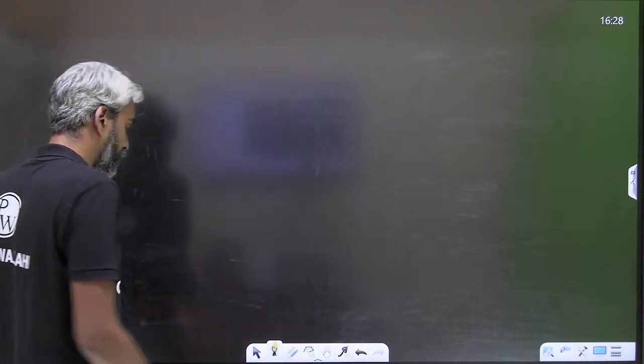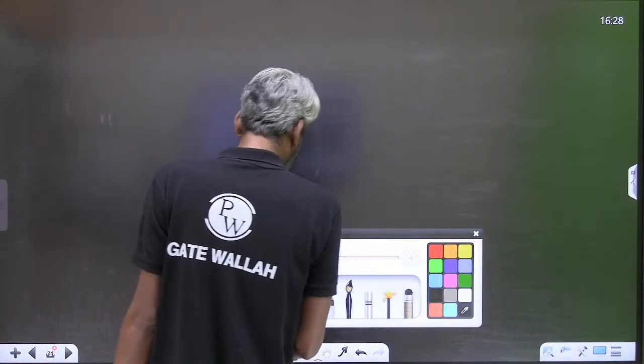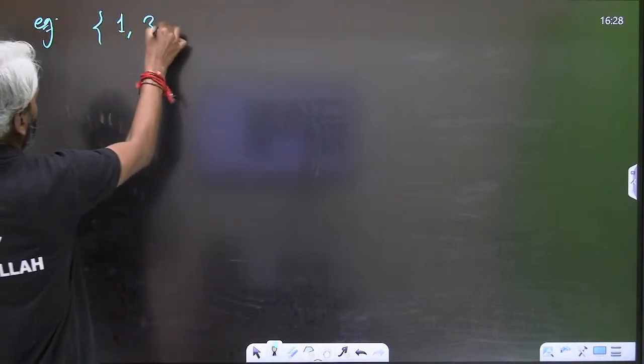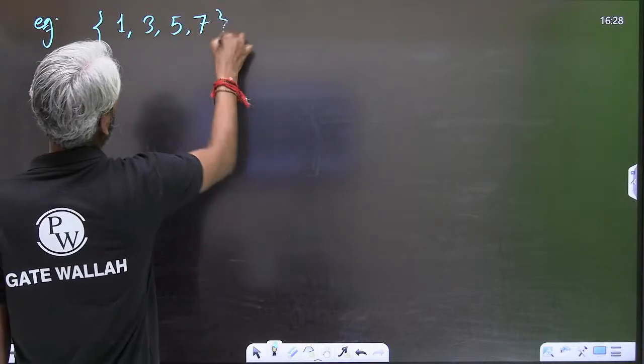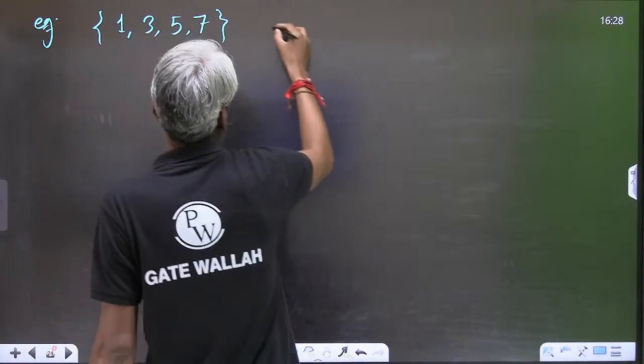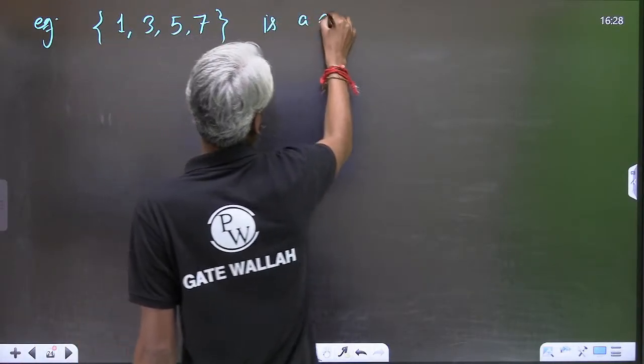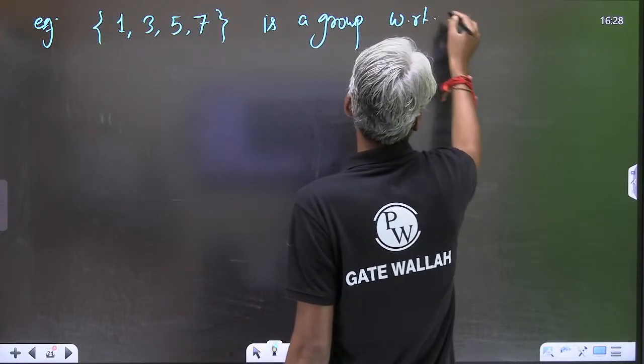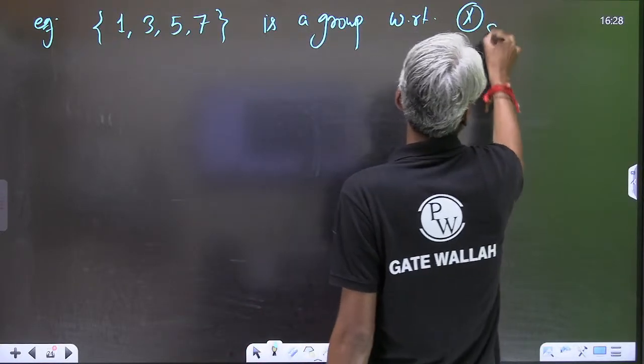Last example to conclude the concept. So we just checked that 1, 3, 5, 7 is a group with respect to multiplication modulo 8.